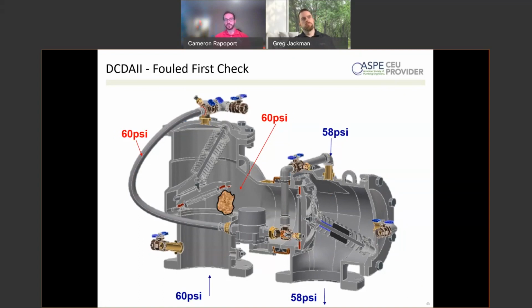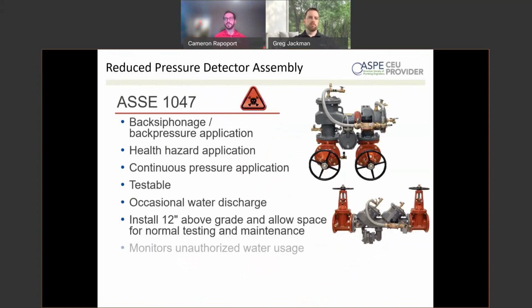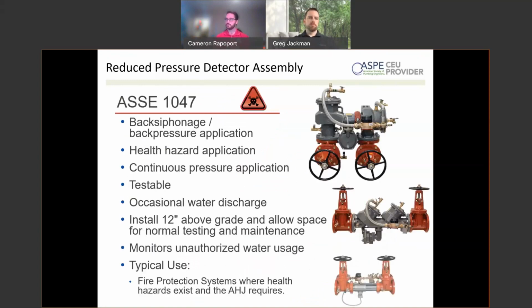If you have a fouled first check, you still have a single check protecting it, just like you would in a standard double check backflow preventer. We also have type 2 RPDAs. Same considerations as standard RPs or standard RPDAs.